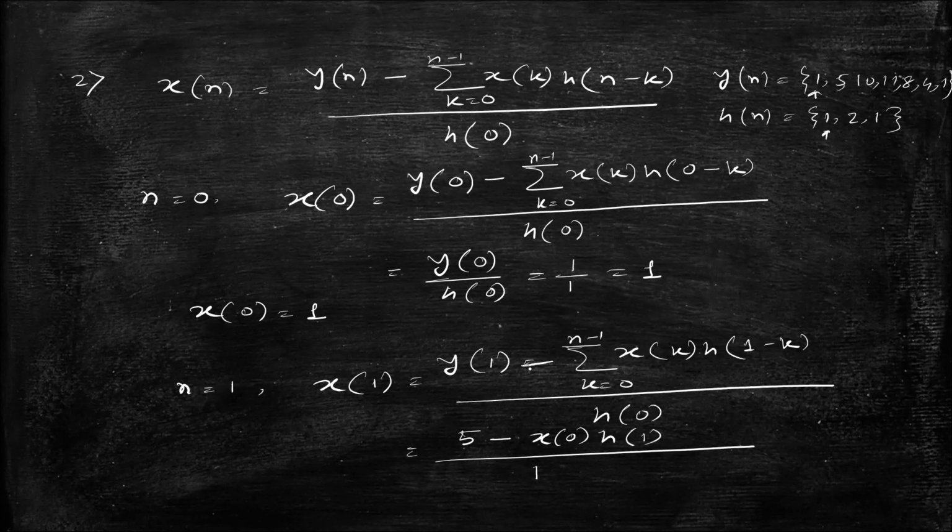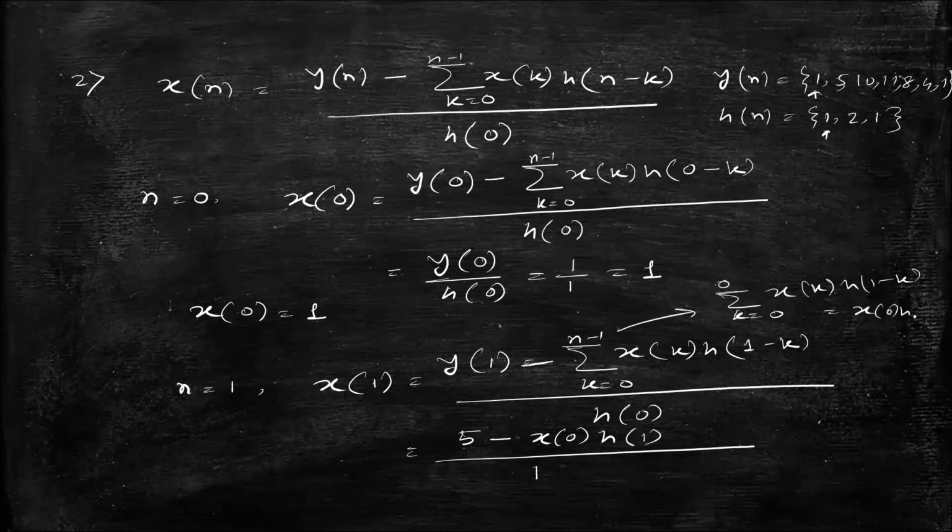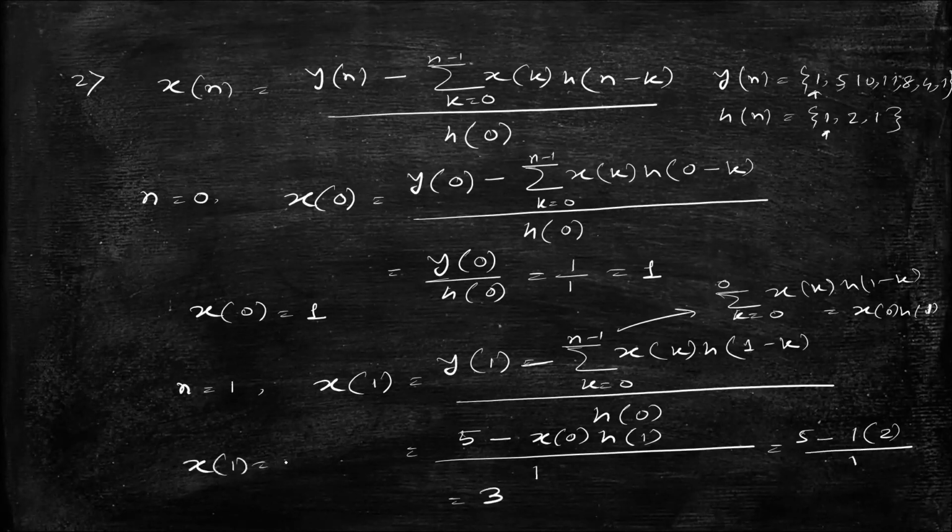Okay, so what is the value of n? 1, so this part will be summation k equal to 0 to 0. So 0 to 0 x of k h of 1 minus k, so what will be its value? x of 0 h of 0, sorry h of 1 minus 0, that is 1. So what is the value of h of 1? It is 2, and the value of x of 0 I have already put, that is 1. So 5 minus 1 multiplied with 2 by 1, that is 5 minus 2, that is 3. So x of 1 equal to 3.